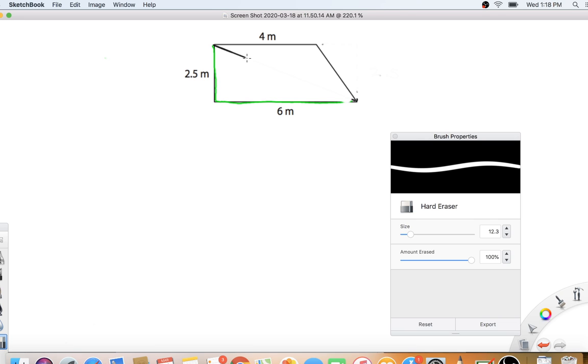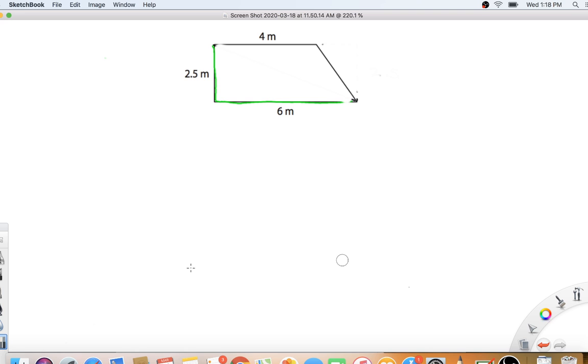Here we go. Now for this one, we're going to have to split it up into a rectangle and then a triangle. So for this one, we're going to split it into a rectangle going from the top to the bottom. So this base will be 4 and the height will be 2.5. For this triangle, one of the sides will be 2.5 as well, and then this part right here, all we need to do is subtract 6, which is this whole thing, minus 4.